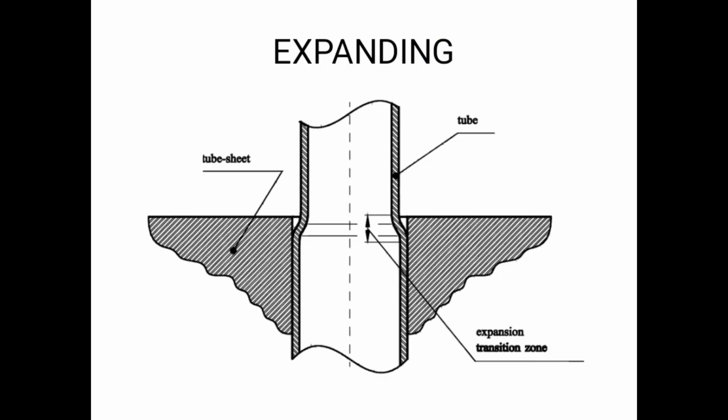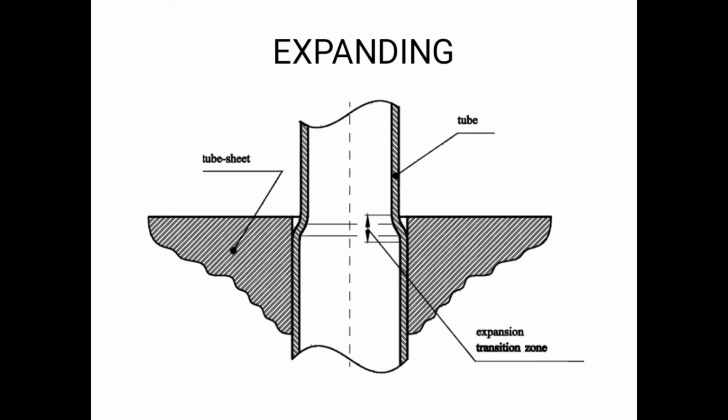As you see in this sketch, in expanding, one is tube and the other is tube sheet. When the tube is put in the tube sheet, then the tube is expanded with the expanding tool. The expanding tool is inserted inside the tube, and the diameter of the tube is increased as much as the tube fits inside the tube hole.